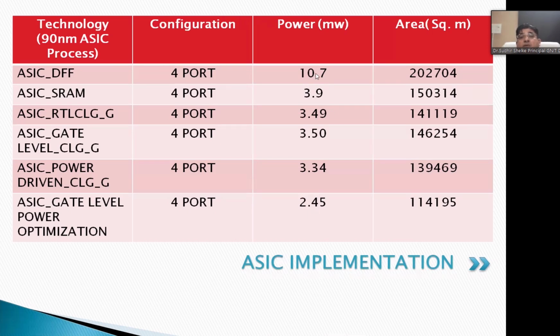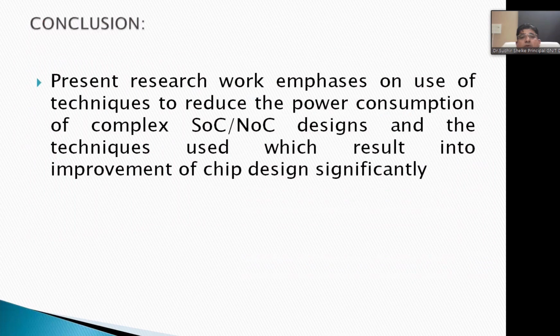That means the power requirement from 10.7 milliwatt is reduced to this one, and ultimately we have optimized this particular power by using all these techniques, and the area has become half. That is, it was like 20 and it is now 11.4195. So ultimately I can say that whatever technique I have used is significantly effective.